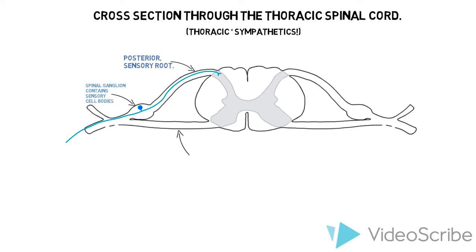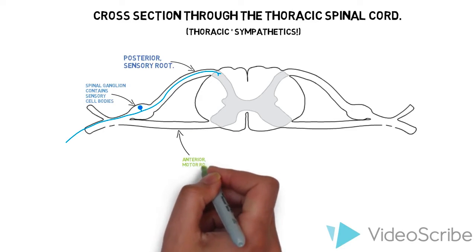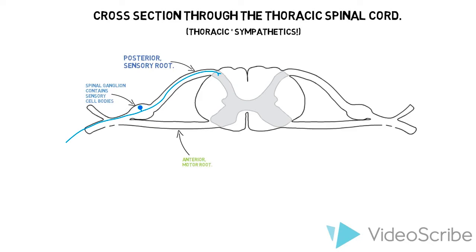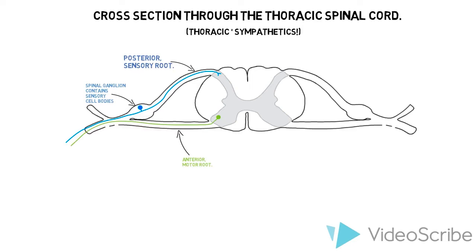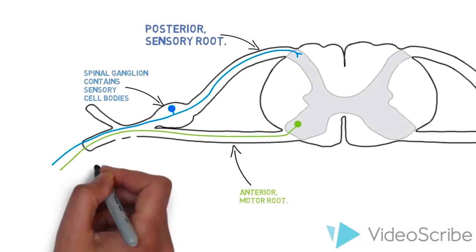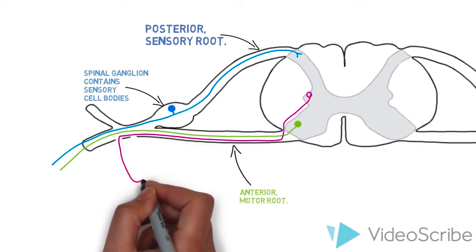The anterior root carries motor fibers out of the central nervous system. Unlike the sensory cell bodies, the cell bodies of motor neurons are located within the central nervous system. The blue and green fibers shown here are somatic sensory and somatic motor neurons. What about the visceral motor or sympathetic fibers?